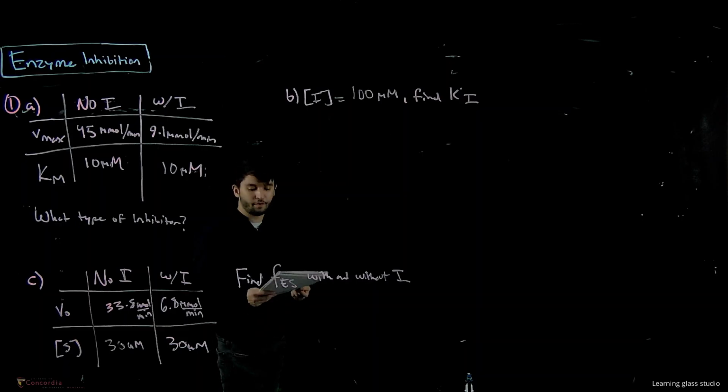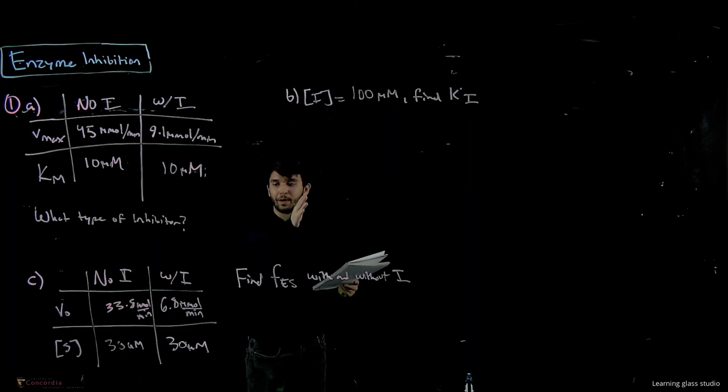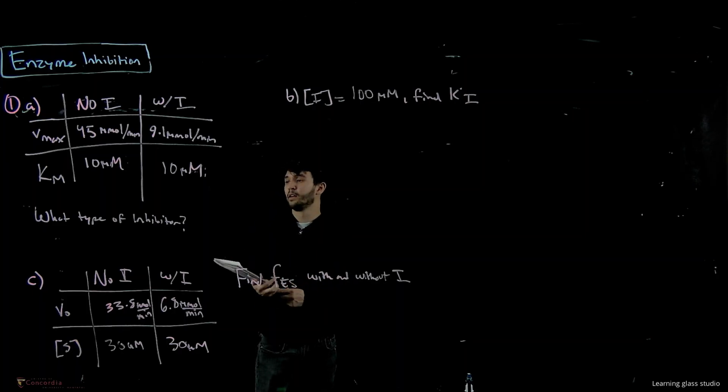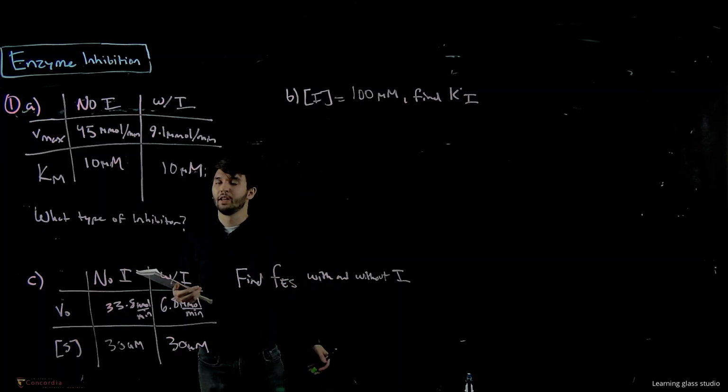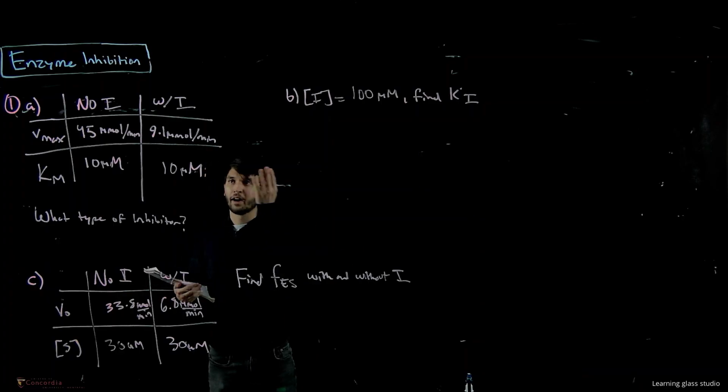This is adapted from problem 30 from your textbook, from the enzyme inhibition chapter. Before this, there's a whole calculation where you need to find Vmax and Km with and without the inhibitor. We're just going to skip to the answer for that part and then move on to part B and part C. Okay? So for part A, we're just trying to figure out the type of inhibitor. So for this problem, you had to calculate these on your own, but I already calculated them here.